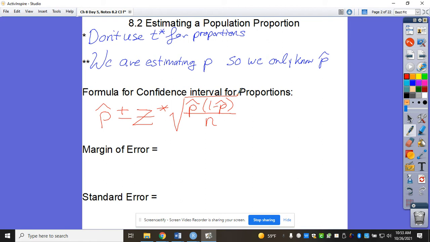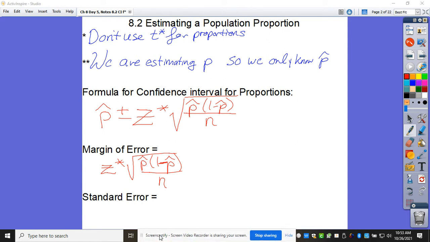And just making sure we understand wording and context up here. What part of that equation is considered margin of error? Starting where? Everything after the plus minus. What part of that is considered standard error? Everything but the Z. So it's the standard deviation part, but we call it standard error because we're estimating a parameter within the standard deviation section.